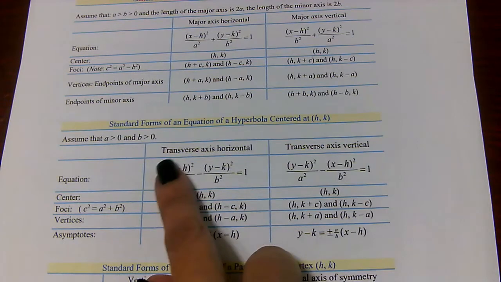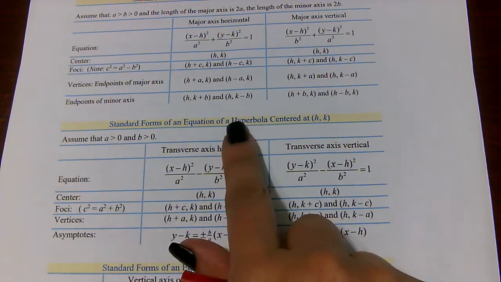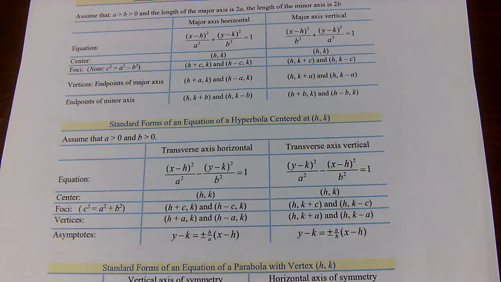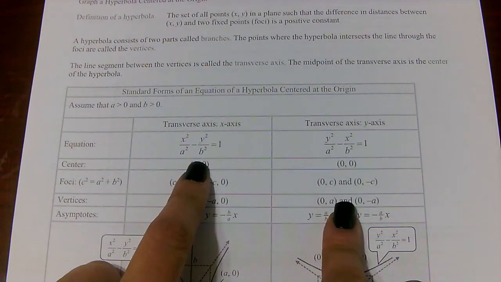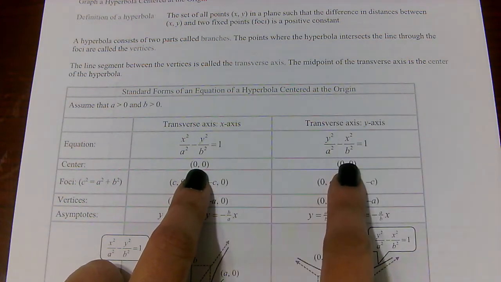Just like in the last set of equations, the only ones that I'm giving you here is where it's centered at H and K. So we'll continue to use H and K. Let's go back to our notes. For these set of equations here, notice that everything is centered at the origin. So that means H is 0 and K is 0 for both of these.